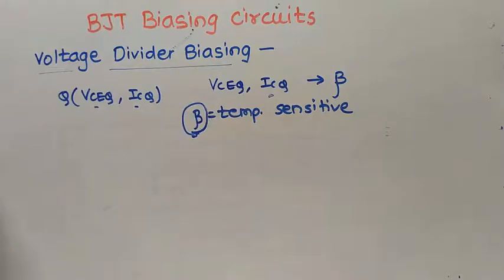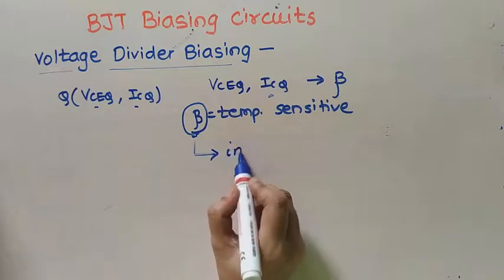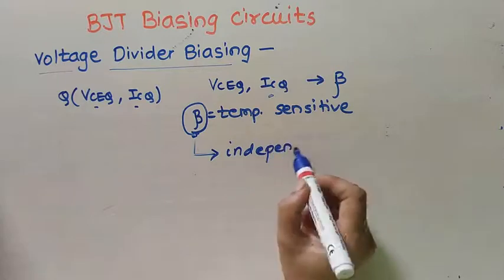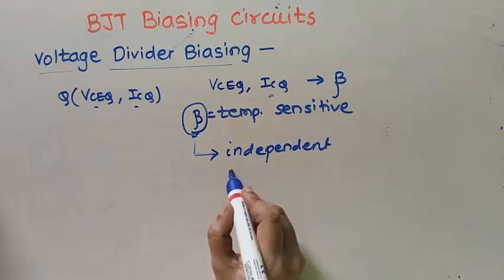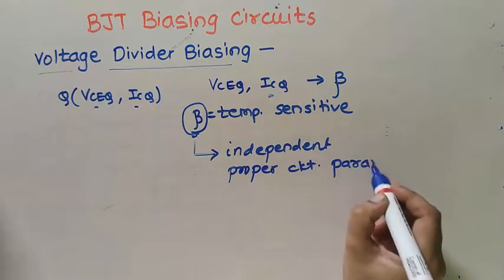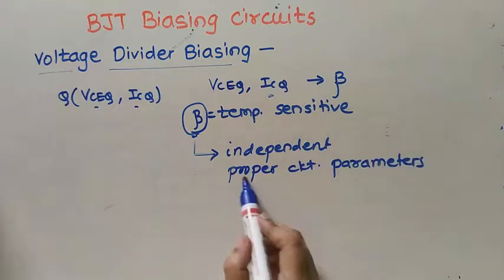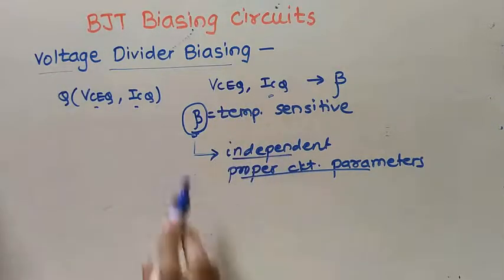In this voltage divider biasing circuit, if the circuit parameters are properly chosen, the resulting levels of ICQ and VCEQ can be almost totally independent of beta. So for independence of beta, we require to choose the proper circuit parameters, and with the help of proper circuit parameters, our value of ICQ and VCEQ will be independent of beta.